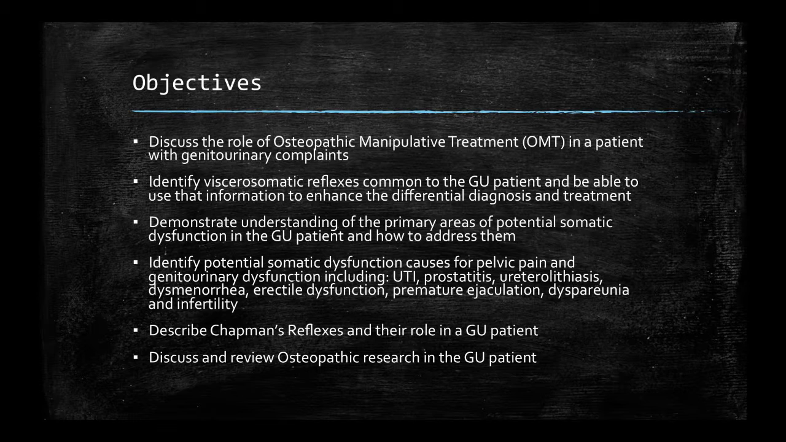we can address them, to identify potential somatic dysfunction causes for pelvic pain and GU dysfunction, including such conditions as UTI, prostatitis, ureterolithiasis, dysmenorrhea, erectile dysfunction, premature ejaculation, dyspareunia, and infertility, to describe Chapman's reflexes and their role in a GU patient, and to discuss and review osteopathic research in the GU patient.